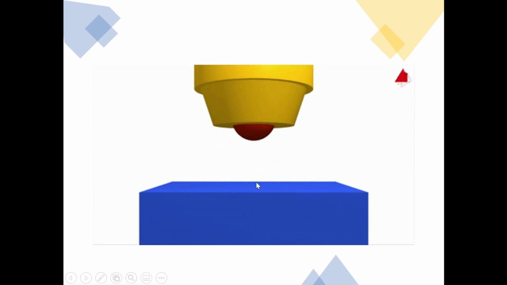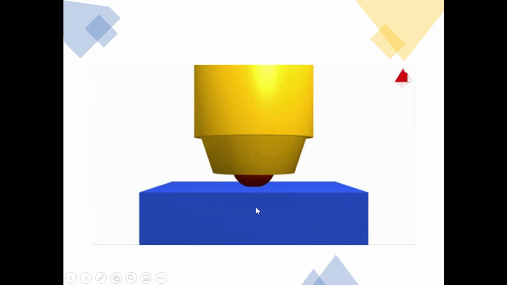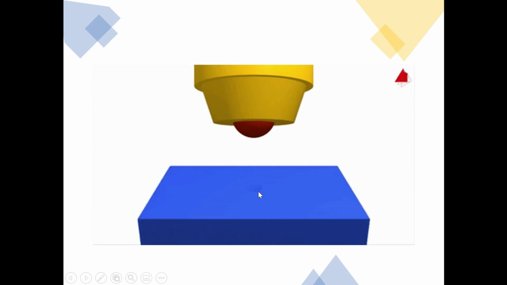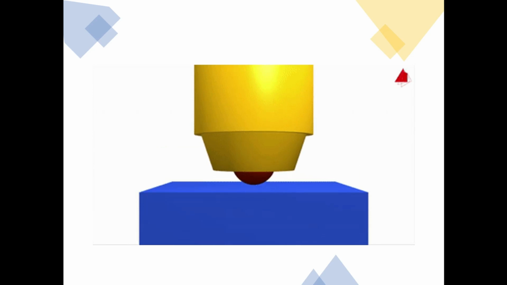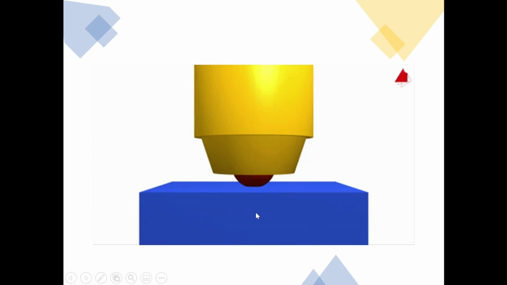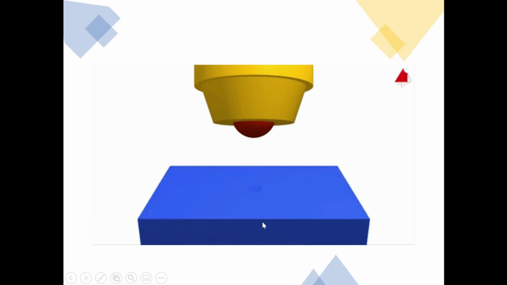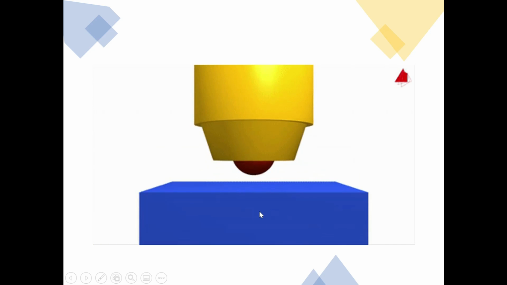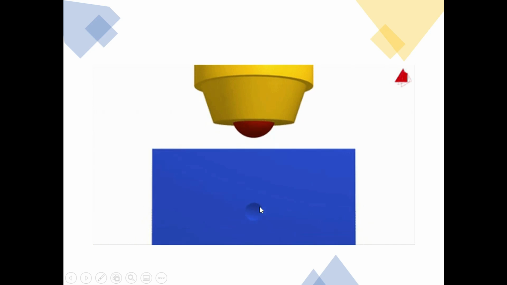So, this is a process which actually happens in Brinell hardness test. After removing the load, you will get the indentation. This is the indentation, and after removing the load, you have to measure this indentation.